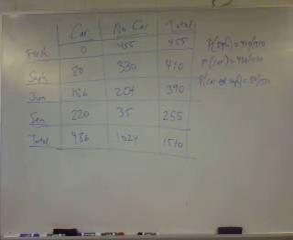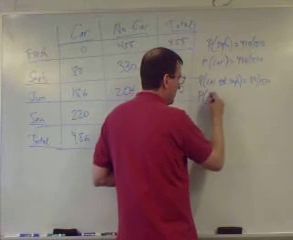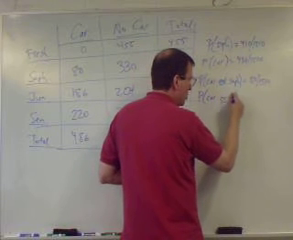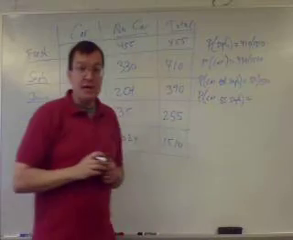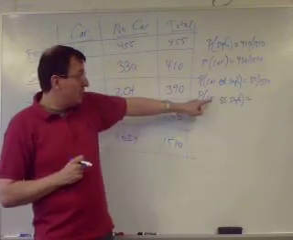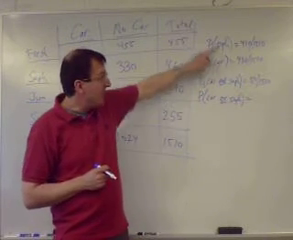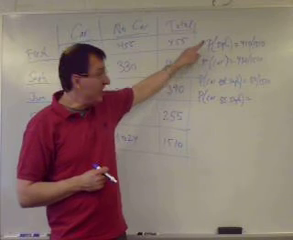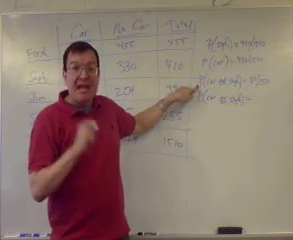Now, what's the probability of randomly selecting a student who is either a sophomore or has a car? Well, here's the deal. We have to use the formula. The probability of A or B is the probability of A plus the probability of B minus the probability of A and B.